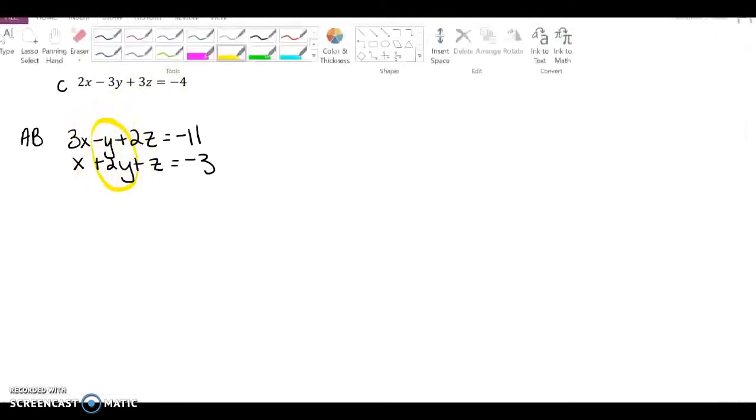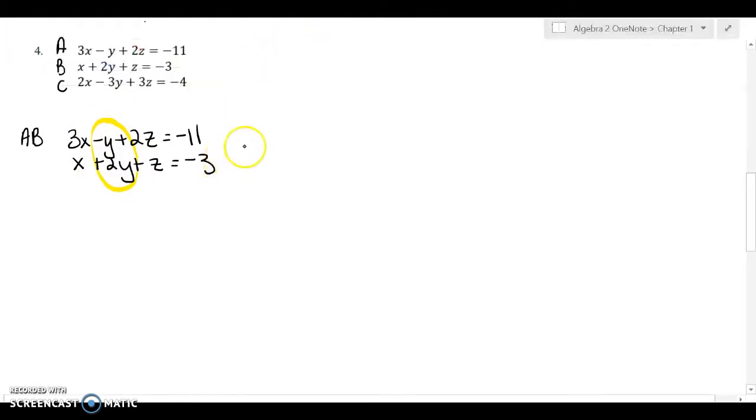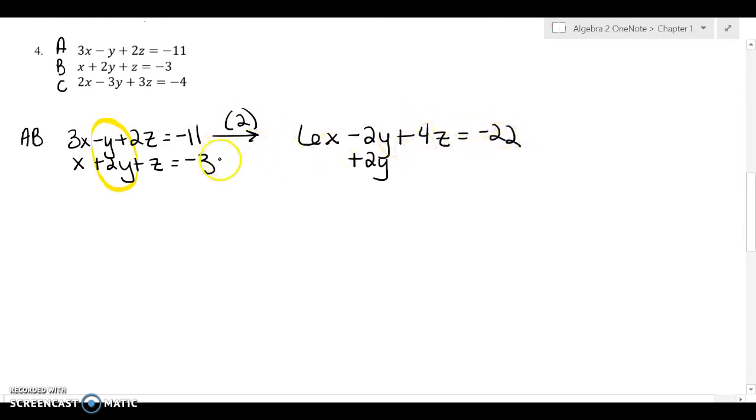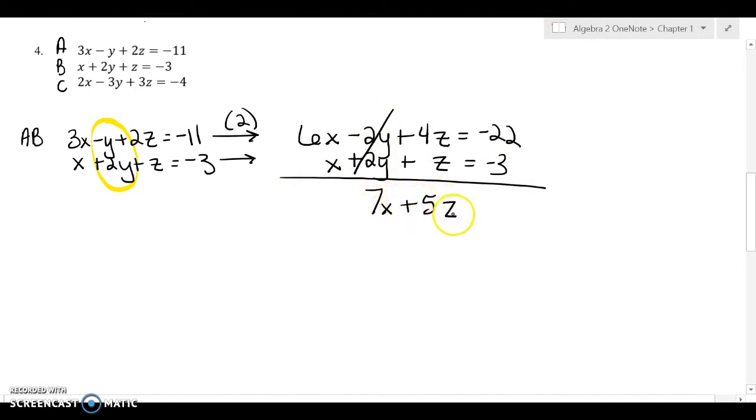I'm going to get rid of these. And so I need to have something that goes into both. So I'm going to have a negative 2y and a positive 2y. So that means the top one, I have to multiply by 2. It's already negative, so I just have to multiply by 2. So I multiply everything by 2. The bottom one, I already had a positive 2y, so I don't have to do anything. So now I'm going to cross these off, and I get 7x plus 5z is equal to negative 25.